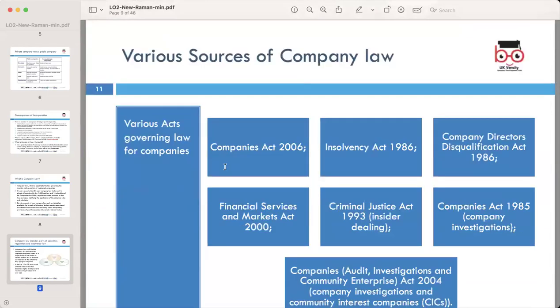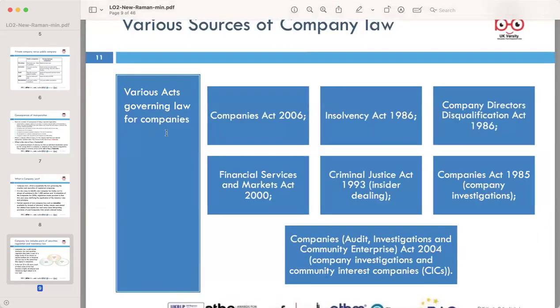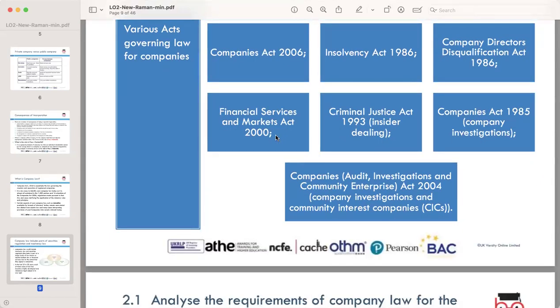Various sources of company law, various acts governing law for companies: Companies Act 2006, Financial Services and Markets Act 2000, Insolvency Act 1986, Criminal Justice Act 1993 on insider dealing or insider trading, Company Directors Disqualification Act 1986, Companies Act 1985, company investigations, companies audit investigations and community enterprise Act 2004, company investigations and community interest companies, CICs.